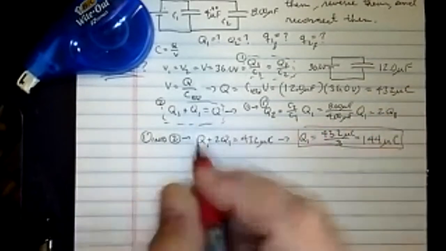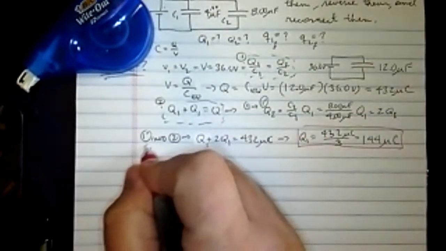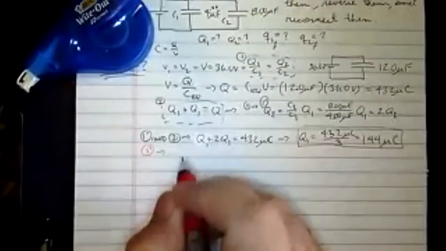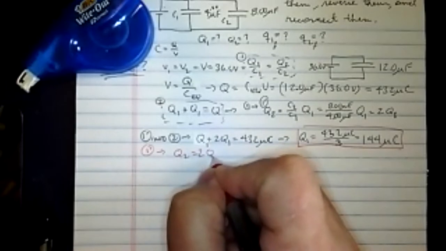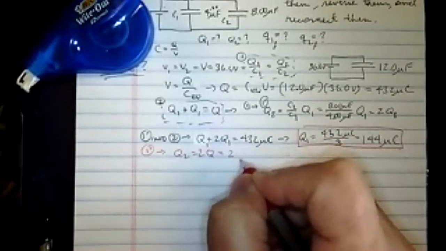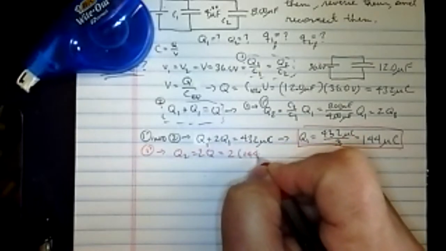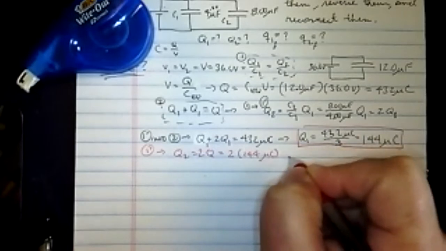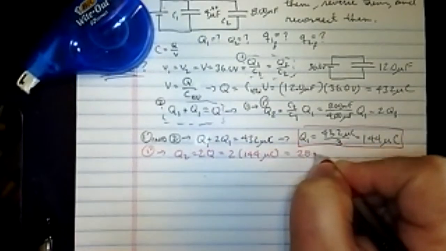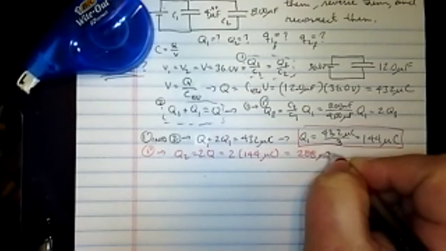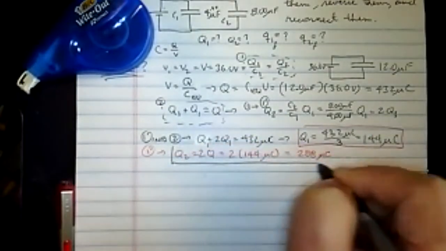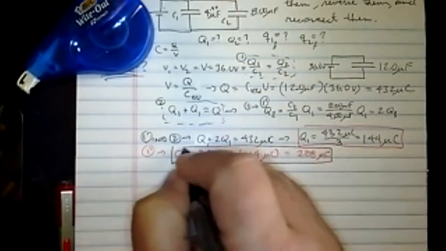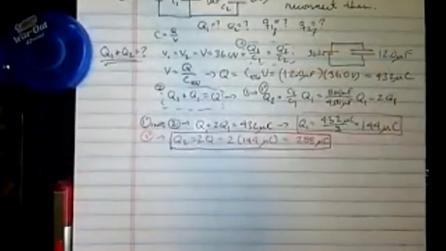Now I can use 1 prime, and that's going to give me that Q2 is equal to twice Q1. So that's going to be 2 times 144 microcoulombs, which equals 288 microcoulombs. So Q2 is 288 microcoulombs. So I've now gotten the initial charges.